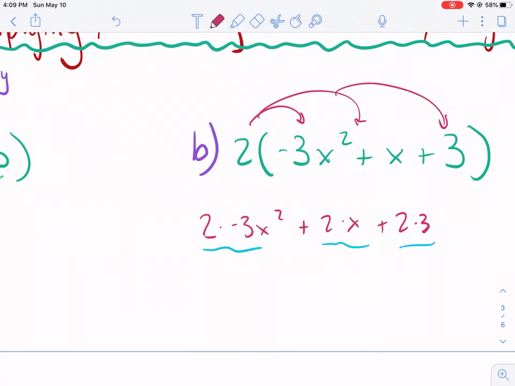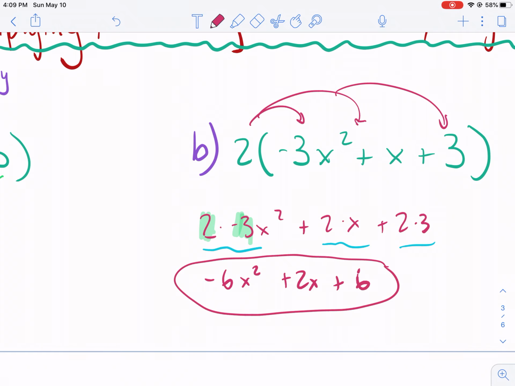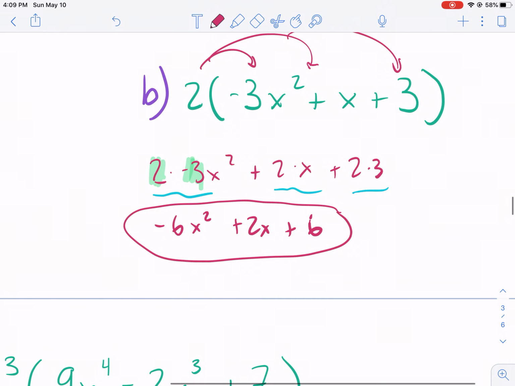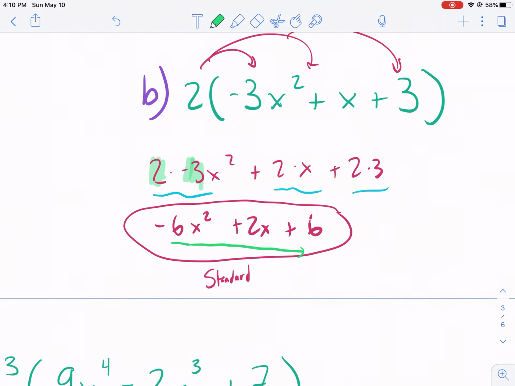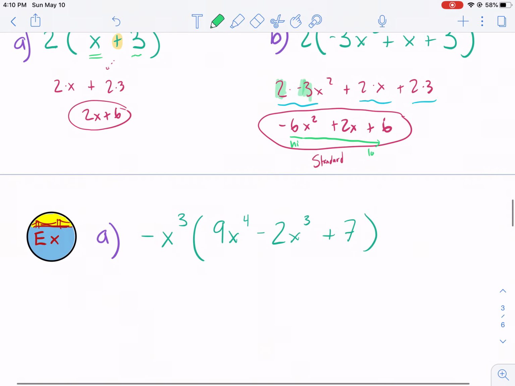So we do 2 times negative 3x squared. We're going to multiply the 2 and the negative 3 first. So we get negative 6x squared plus 2x plus 2 times 3 is 6. And that is as far as we can take it. We have negative 6x squared plus 2x plus 6. You want to write this in standard form, which means we go from highest exponent to lowest exponent. So high to low.